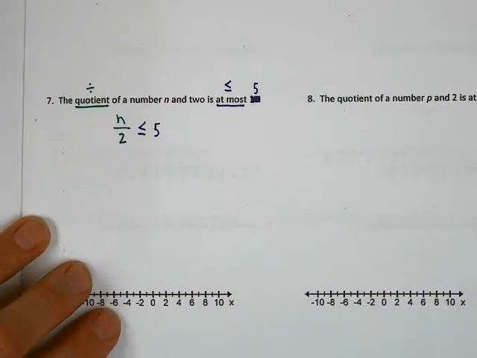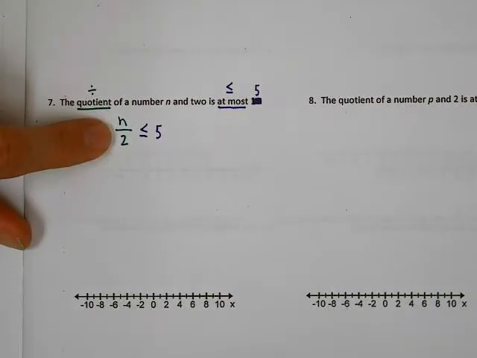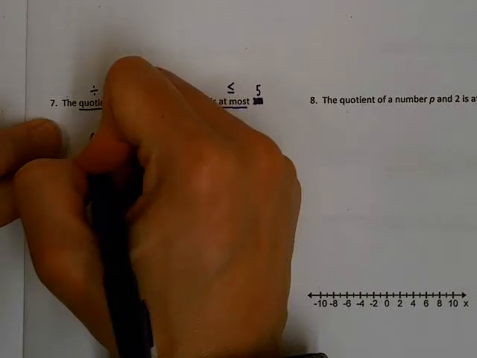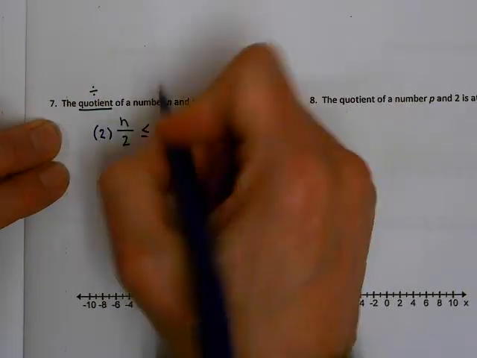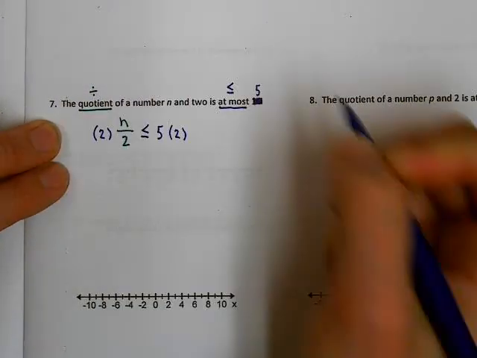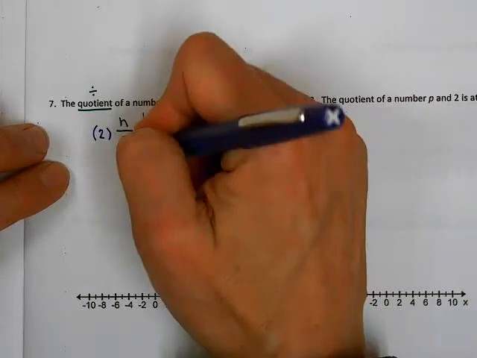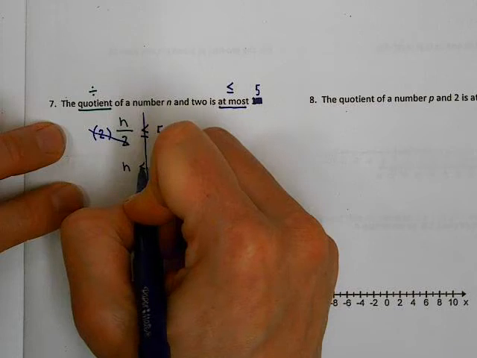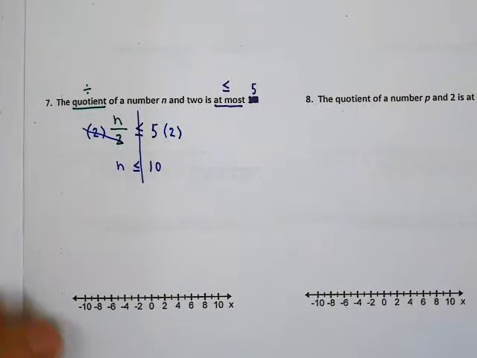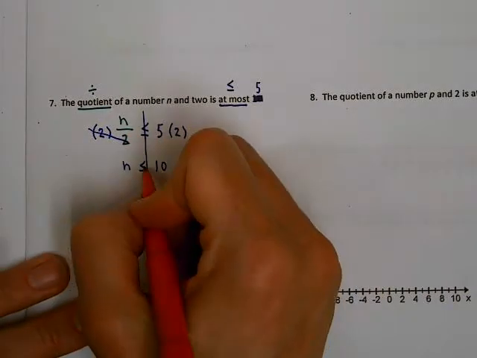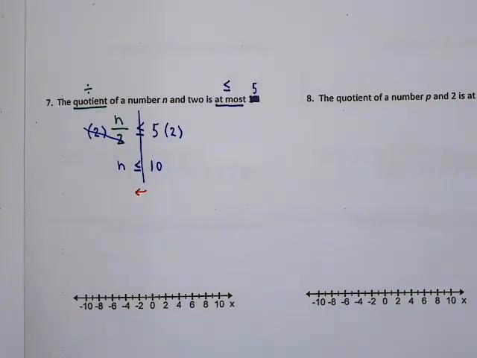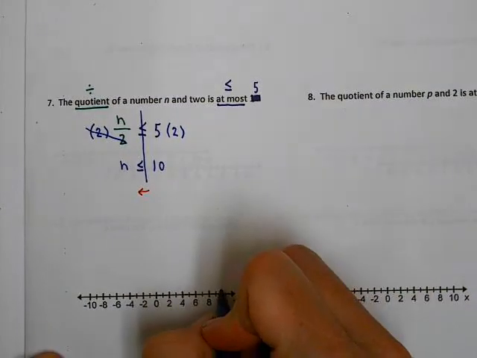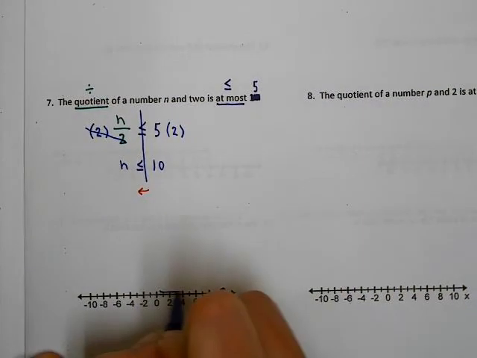So now to solve, here I have division. I know the opposite of division is multiplying, so I'm going to multiply by 2 on both sides. On the left side, my 2's are going to cancel, and I'm going to have n is less than or equal to 10. Again, my variable's first, so my arrow tells me to shade left. So I'll have a closed circle on 10, and I'm going to shade to the left.